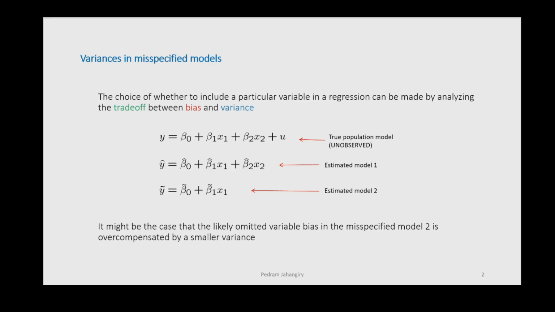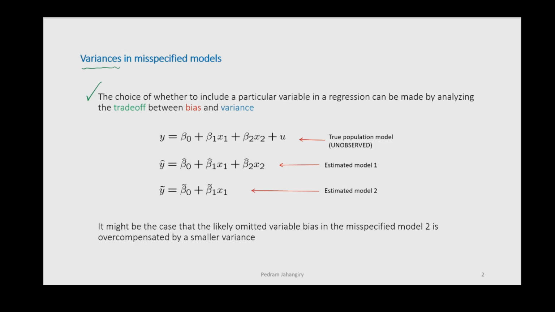Okay, so we will be talking about the variances in misspecified models. The idea is that there's a trade-off between bias and variance. The choice of whether to include a particular variable in a regression model can be analyzed by going over the trade-off between bias versus variance. And as I said earlier, you cannot have it both ways. Usually when you want a smaller variance, you end up having a larger bias, and if you want a smaller bias, you end up getting a larger variance. So there's always this trade-off between the two.